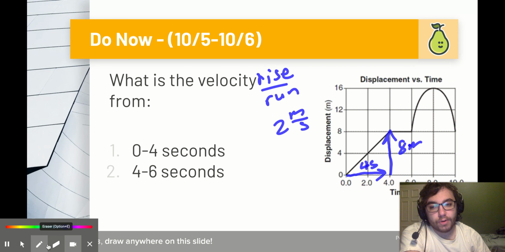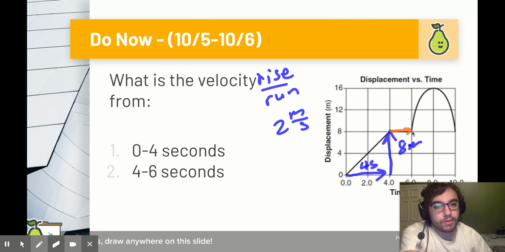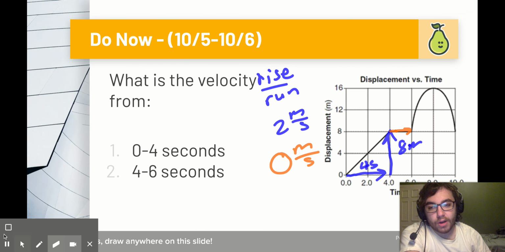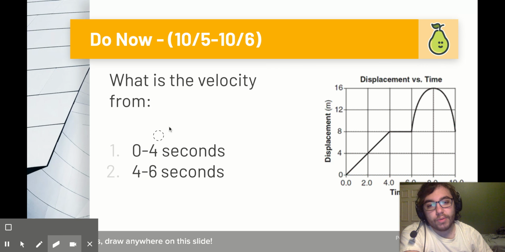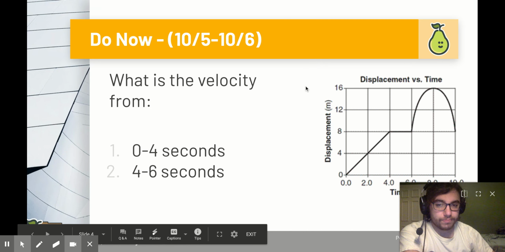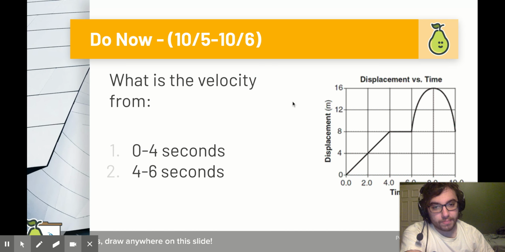The next 4 we can look at and see that there is no rise at all. So if there is no rise and it is a flat line, then our slope will automatically be 0 meters per second. Okay, now let's move on to a little bit more in-depth analysis of the relationship between position versus time and velocity versus time.